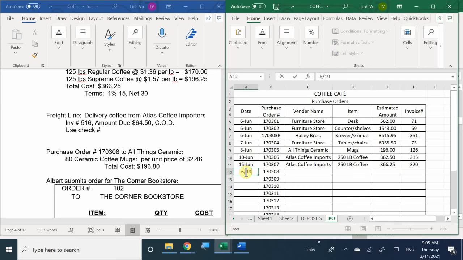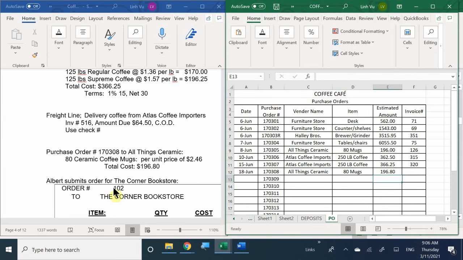So what am I going to put here? All Things Ceramic. For what? How many cups am I buying? 80 mugs. Oh, okay. If you want to be specific, let me write that in there. 80 mugs. And how much is it going to cost me in grand total? 186.80. 196.80. All right.